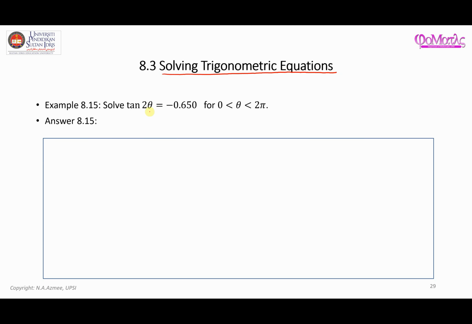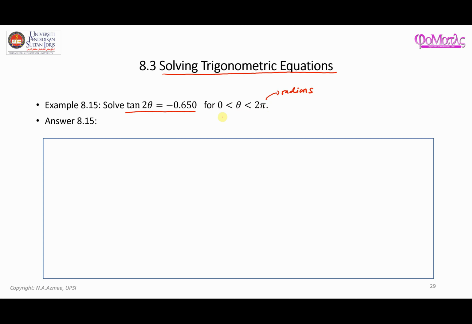In this video, I'm going to give you more examples related to solving trigonometric equations. What we have over here is a simple equation: tangent 2 theta is equal to negative 0.650, and here theta is between 0 and 2 pi. Notice that this is given in radians. If you are comfortable working with degrees, you can convert to degrees and then later change it back to radians. So let's say I change this expression into degrees.